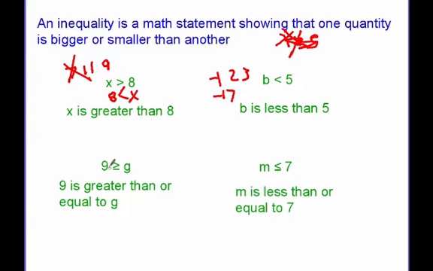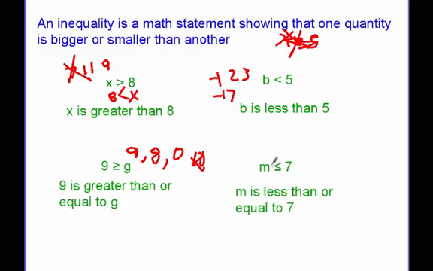Now down here we have the greater than or equal to and the less than or equal to symbol. So here we're saying 9 is greater than or equal to g. What kind of numbers could go for g? Well, I could put in 9 because 9 is equal to 9, so that works. If I'm trying to say 9 is bigger than whatever this number is, I could put 8 there. 9 is bigger than 8. I could put 0 there. 9 is bigger than 0. I couldn't put 10 there because 9 is not bigger than 10, so that does not work. All right, so that's the greater than or equal to symbol.